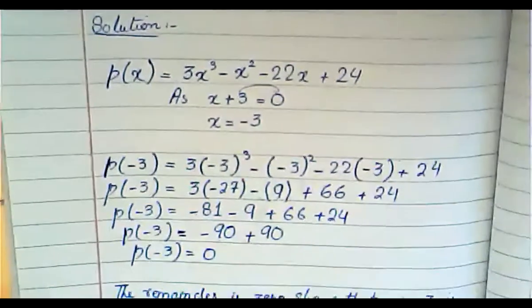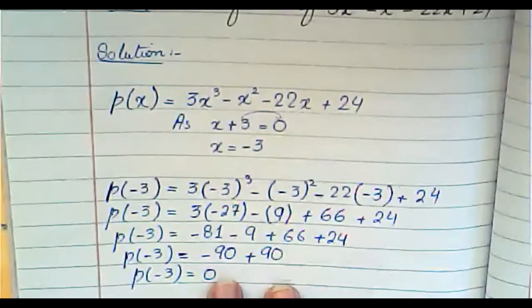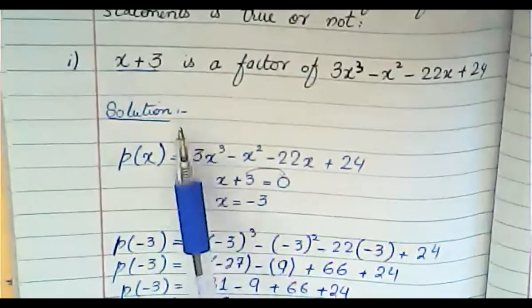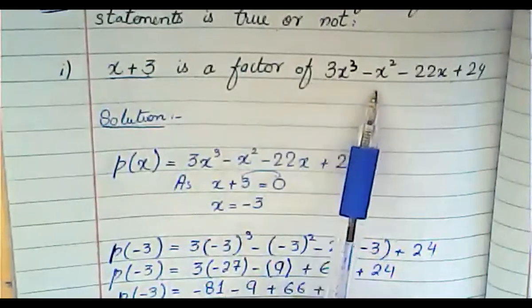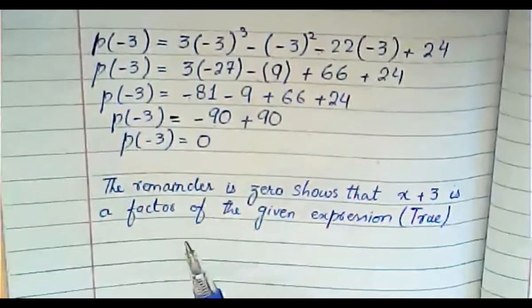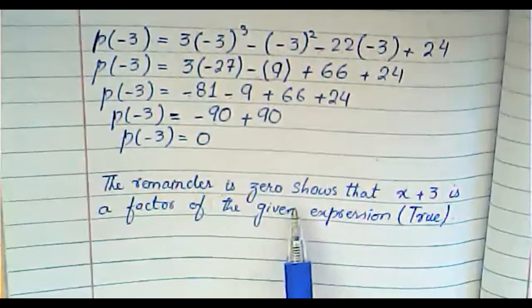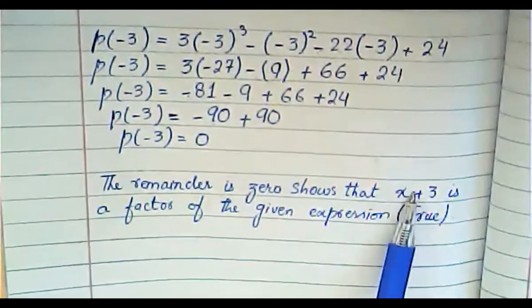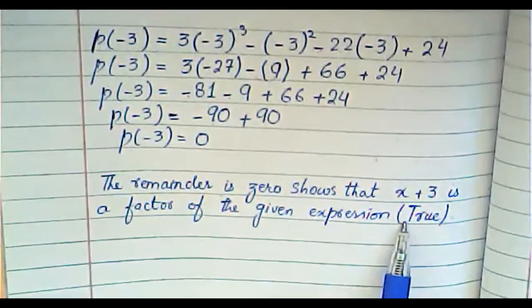Okay, now look at here. If you will get your remainder 0, so it means that this is the correct statement, which is x plus 3 is a factor of 3x cube minus x square minus 22x plus 24. So you will write here the remainder is 0. It shows that x plus 3 is a factor of the given expression, and your statement is true.